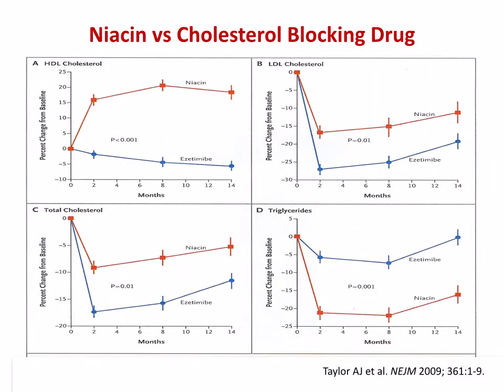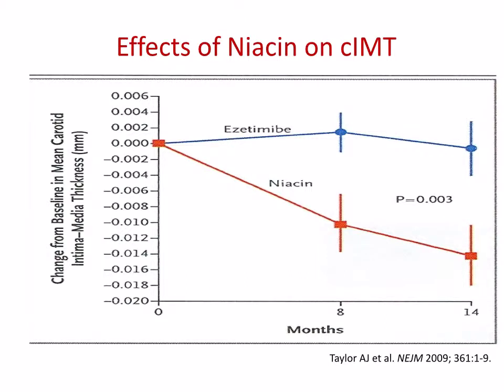These results from the study show that although the cholesterol blocker was better at reducing LDL and total cholesterol when compared to the niacin, this is the red line, the niacin was significantly better at improving the HDL. It actually fell in the cholesterol blocker group, and triglycerides were also more favorably affected by the niacin. Also, a test used to measure and diagnose the extent of carotid atherosclerotic vascular disease, the intima media thickness, you can see that the blue line, the cholesterol blocker, barely had any effect, while the niacin showed great improvements.